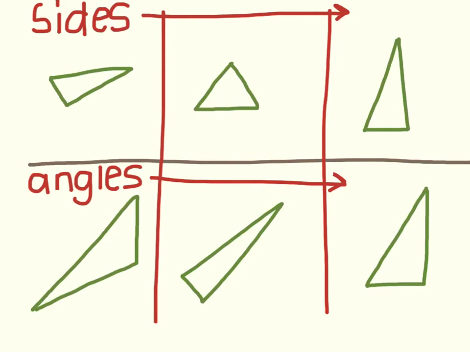Remember, for the top row, you're naming them by their sides, and for the bottom row, you're naming them for the angle that I'm pointing at.